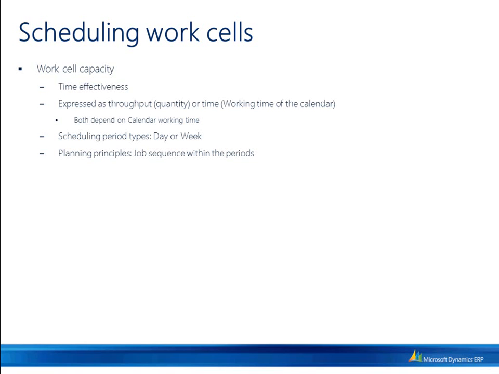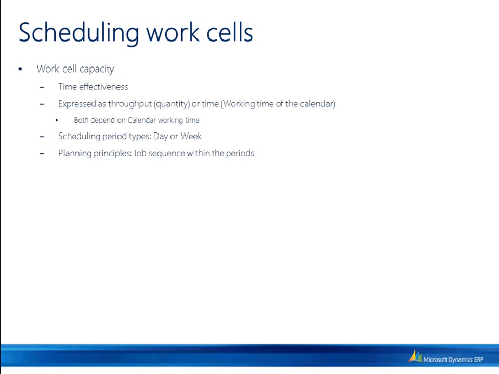The capacity for a work cell for Kanban scheduling can be expressed either as throughput or time. A throughput capacity is a quantity for a specific period of time. This period can be a standard workday, a week, or a month. The length of a standard workday is defined for each calendar. The actual daily capacity for throughput per standard workday is calculated based on the calendar valid for the specific workday.